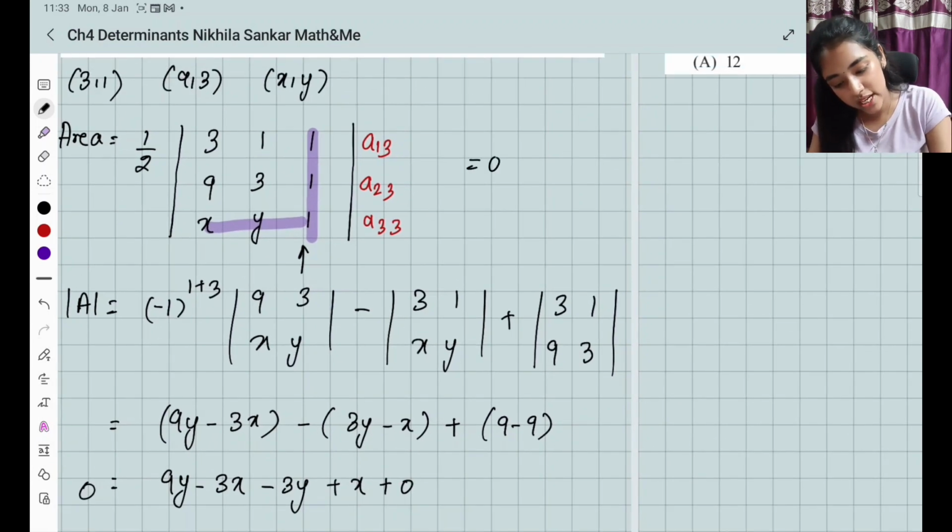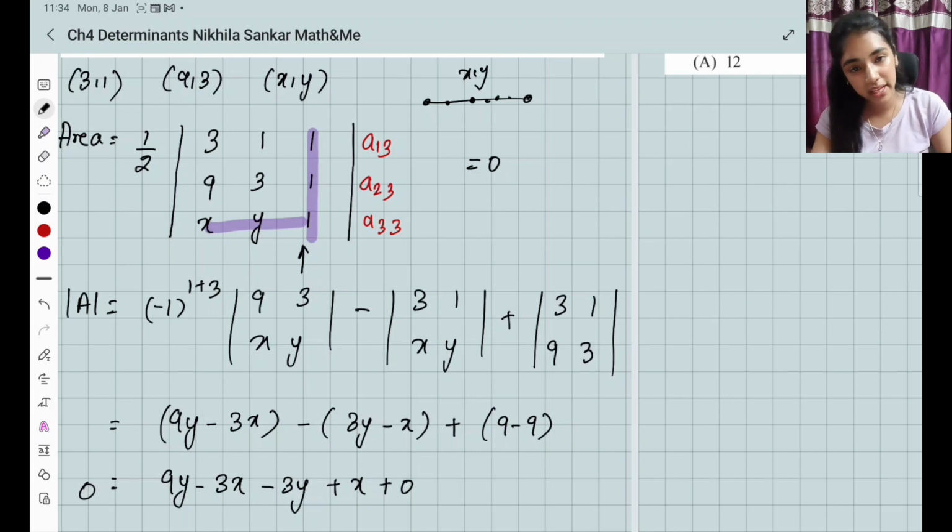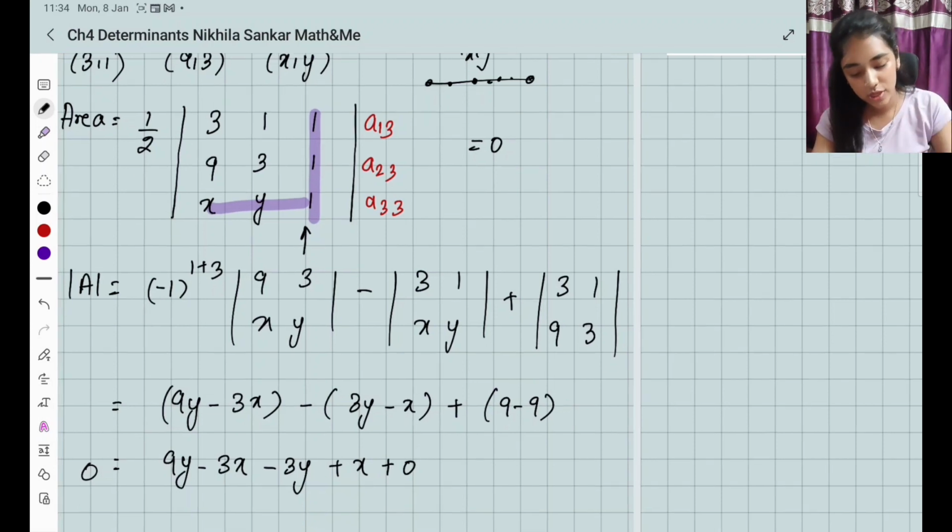equal to 0. Area equals 0 because we are talking about 2 points which are collinear, and the third point x, y can be anywhere. It can be anywhere here. So they are all in the single line, so the area is going to be 0.